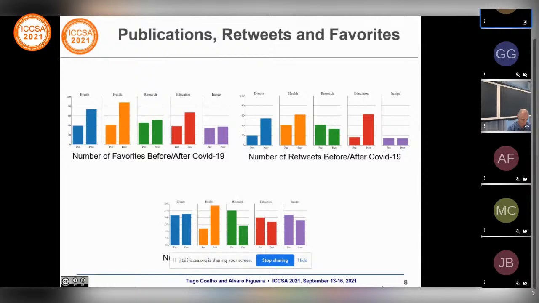If we observe the bottom bar chart with the number of publications before and after the COVID-19, we can see that research was the most prominent topic before the COVID-19 declaration, with close to 25% of all publications being about research. And then it's a further 11% decrease, making it the least common topic after the COVID-19 pandemic, and health followed the inverse path, going from the least popular topic to the most popular topic, with close to 30% of all publications being about health. Education and image had a slight decrease in topic frequency, and events a slight increase.